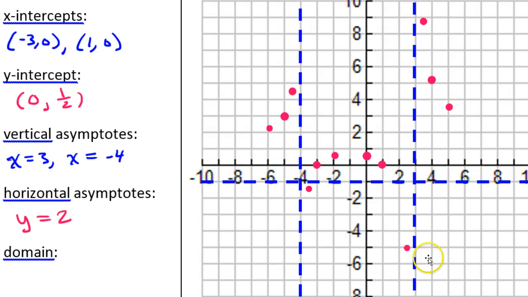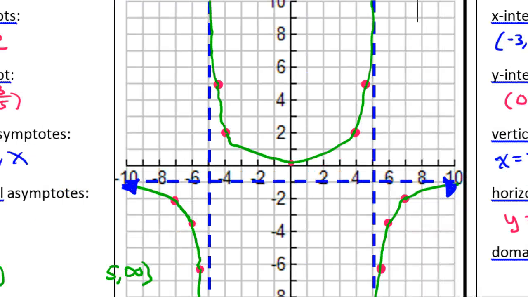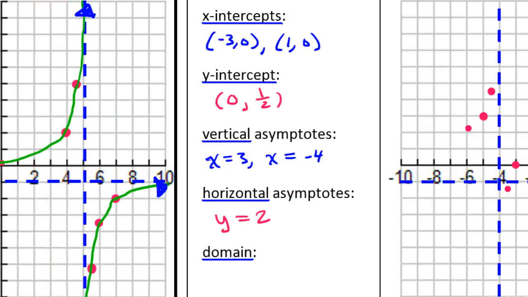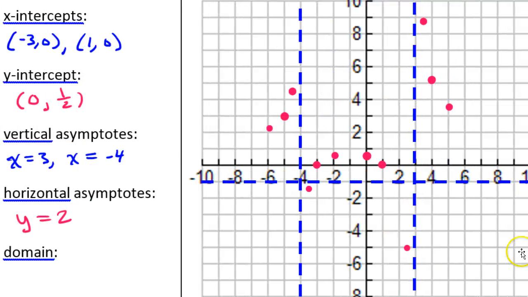All right, here's how those points look. I see that it seems like we're going to have a branch over here approaching the asymptotes like this. This looks like we're going to have sort of this upside down U shape approaching the vertical asymptotes on either side like this. And it appears we'll have a branch over here on the right approaching the asymptotes in this corner like this.